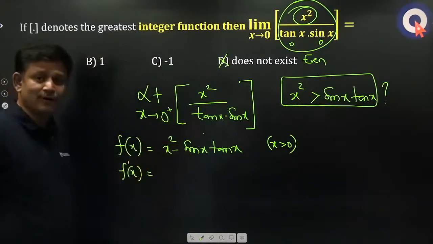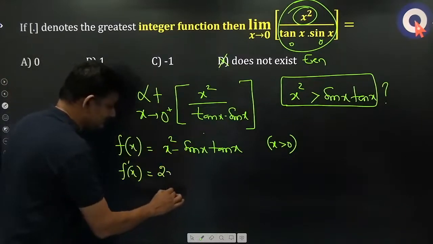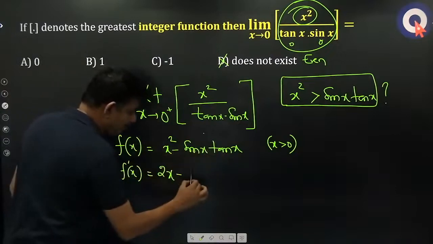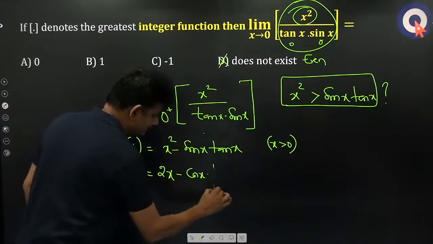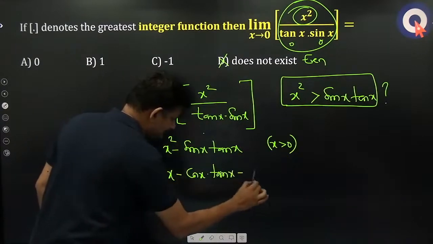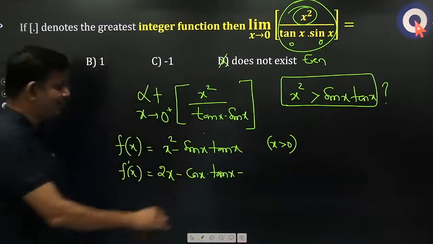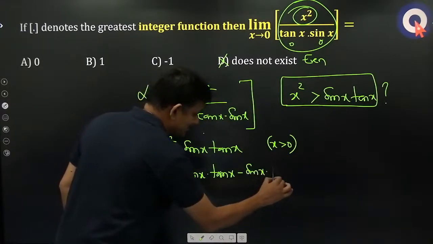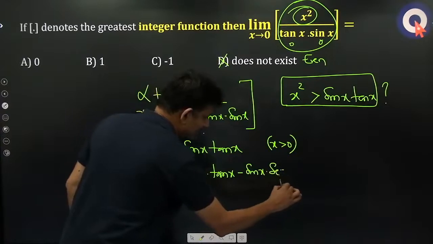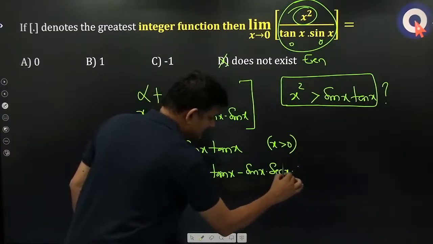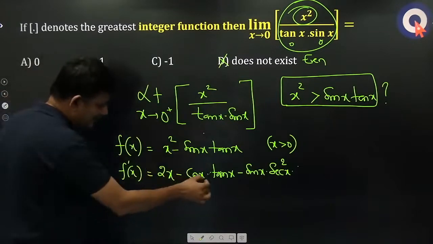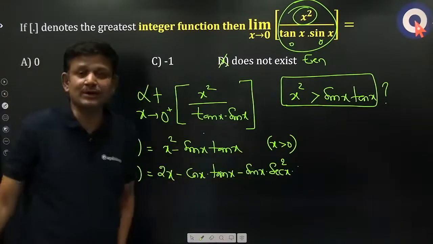F dash x, what will it be? 2x minus, what is the derivative of this? Sin x derivative is cos x into tan x, minus sin x into derivative of tan x, which is secant square x. So, 1 secant x I will keep here, secant square x. If you see this, again I am not very sure whether this quantity is positive or not.